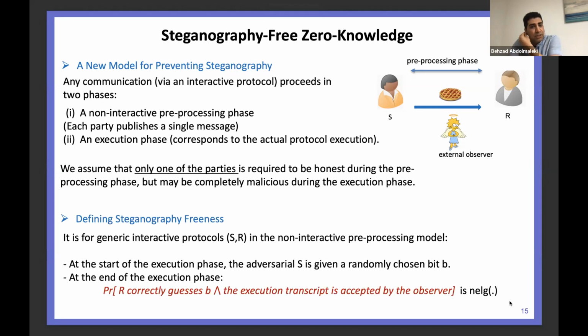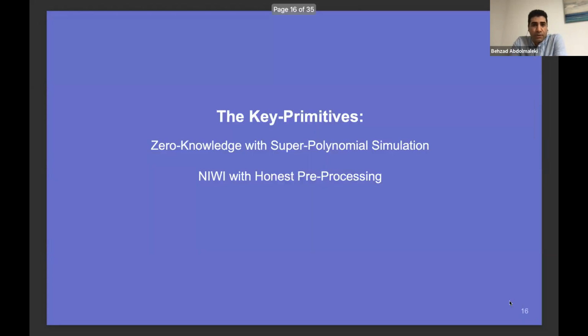And then we define steganography freeness in the following way. An adversarial sender is given a bit B at the beginning of the execution phase. And then at the end, we want the probability that the receiver outputs the bit B, such that the execution transcript is accepted by the observer, to be negligible.